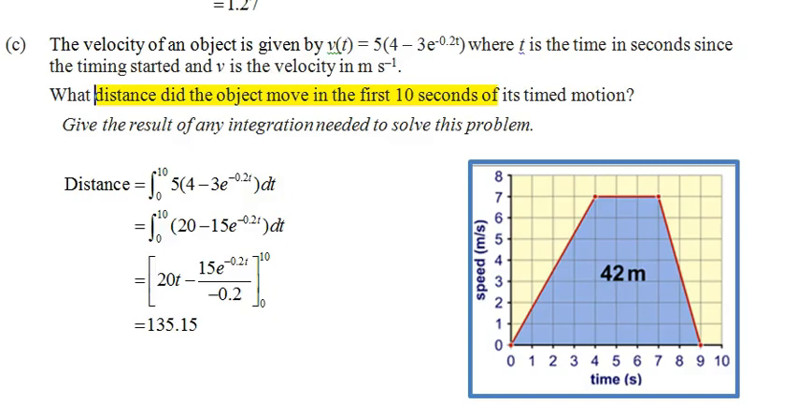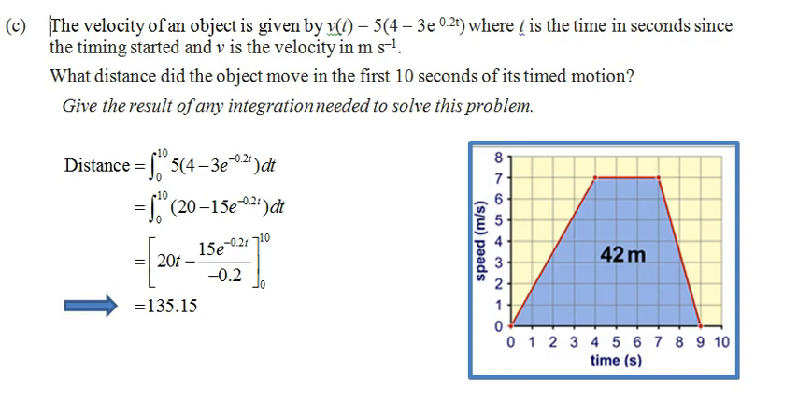To find the distance an object has travelled, we look for the area under its speed-time graph. We have been given an equation for velocity. If we integrate this and find the area under it, we answer our question, what is the distance travelled? So I need to integrate the equation V(t) between the limits 0 to 10.